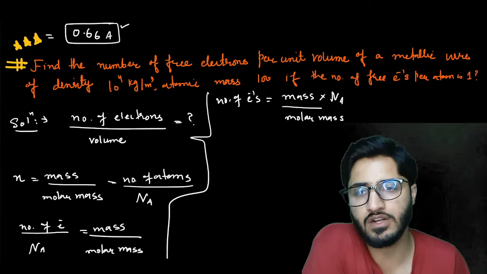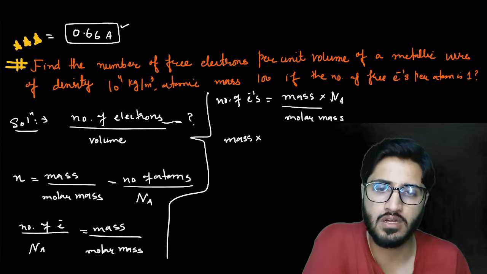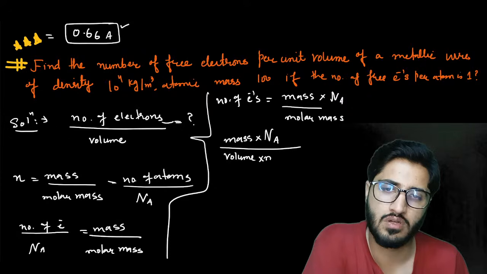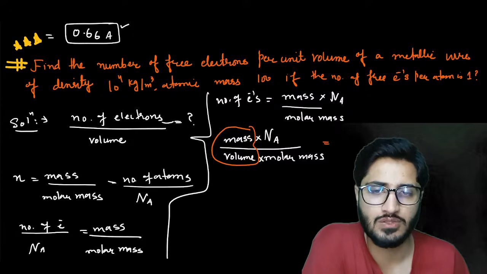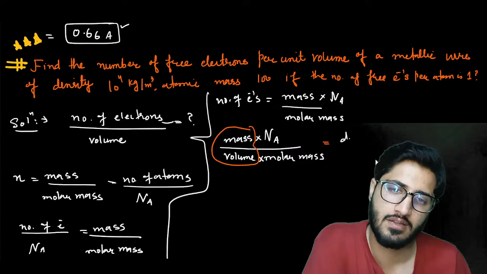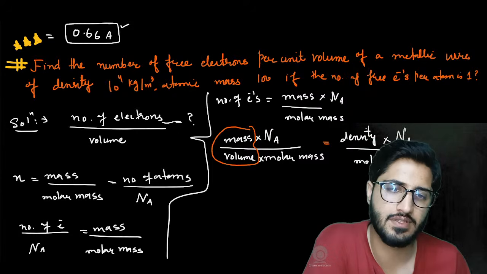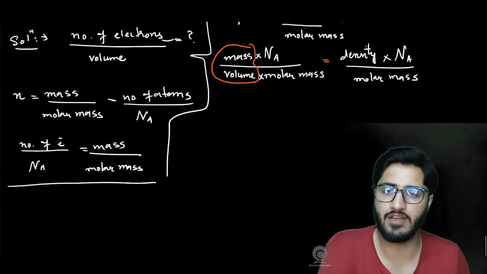Number of electrons per volume is mass into Avogadro's number whole divided by volume into molar mass. So mass per unit volume equals density. So I will write here density into Avogadro's number divided by molar mass. Okay, it is visible now. So this equation I will write here.